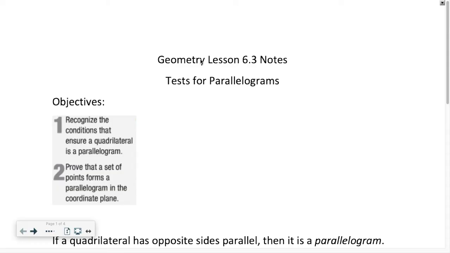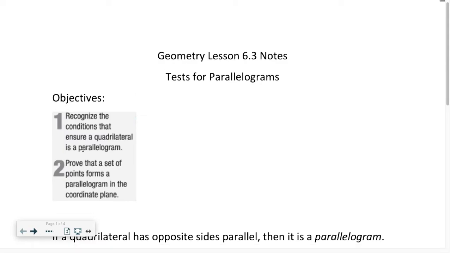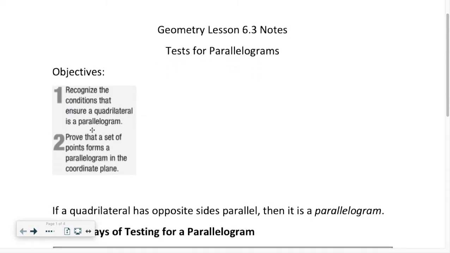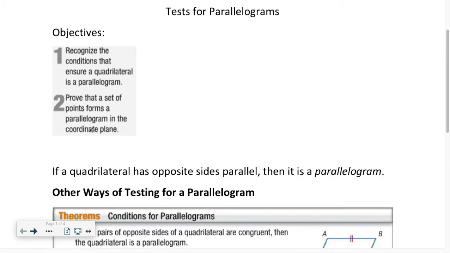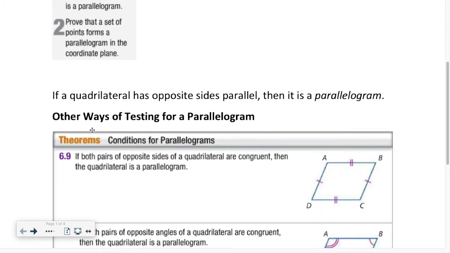Hello everyone. Today we're going to go over lesson 6.3, tests for parallelograms. Our objectives are to recognize the conditions that ensure a quadrilateral is a parallelogram, and we're going to prove that a set of points forms a parallelogram in the coordinate plane. So if a quadrilateral has opposite sides parallel, then it's a parallelogram.